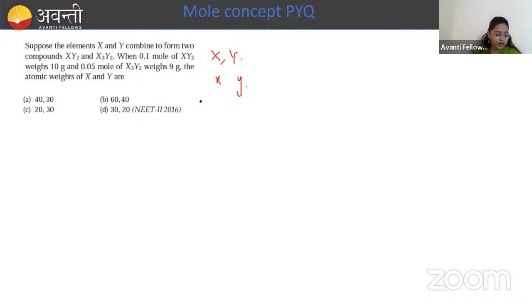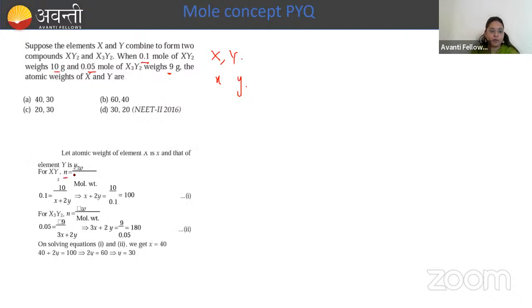For the first compound, the number of moles given is 0.1, and for the second, 0.05 moles. Their respective weights are given, 10 gram and 9 gram. So let's substitute all these values. Number of moles is equal to weight upon molecular weight. Weight is 10, and molecular weight will be X plus 2Y, because the compound is XY2. So X plus 2Y will be equal to 10 upon 0.1, which is 100. This is equation number 1.